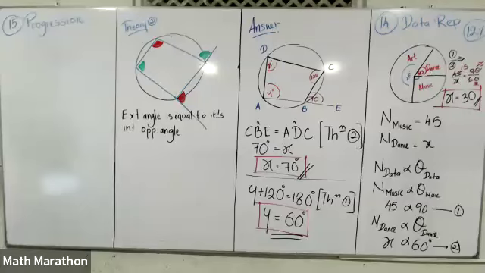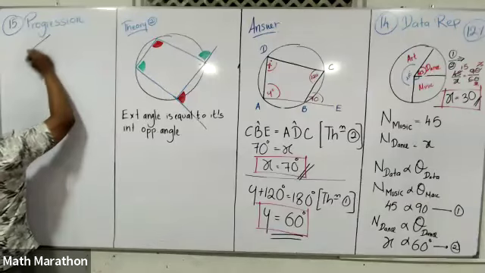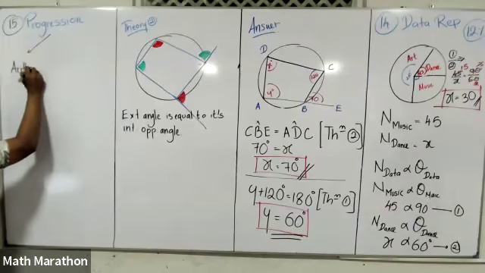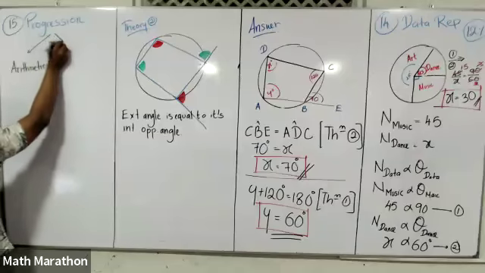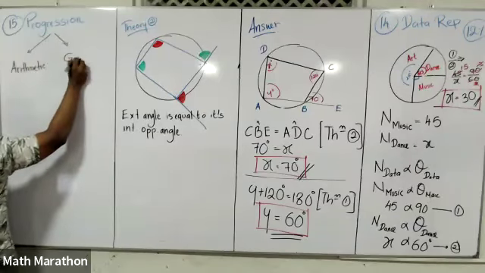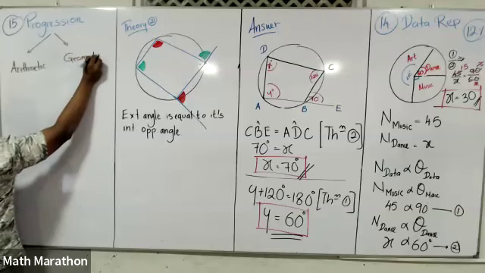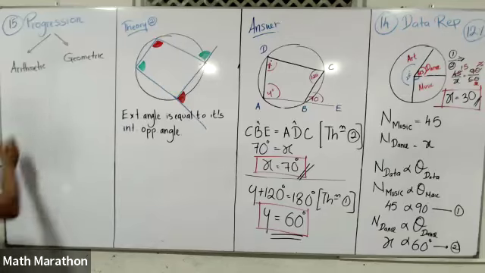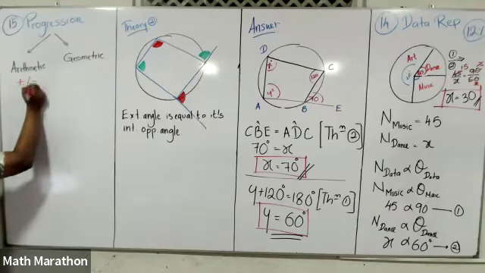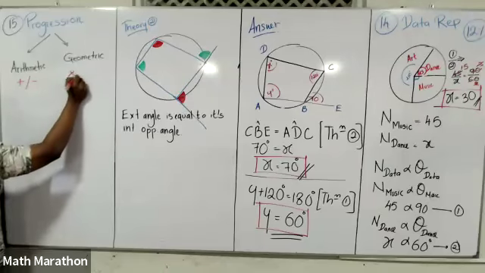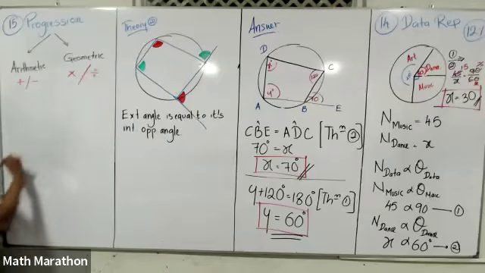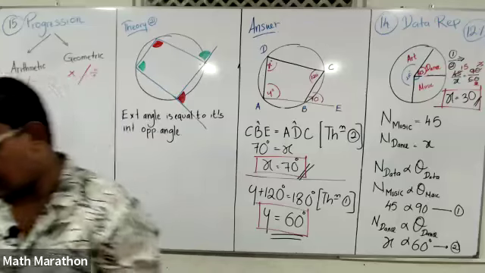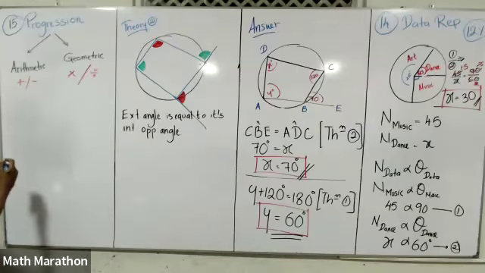There are two types of progression: arithmetic and geometric. When a number pattern is connected with pluses or minuses, it's arithmetic. When it's connected with multiplication or division, it's geometric. Clear? Good. In this, we have four main equations.